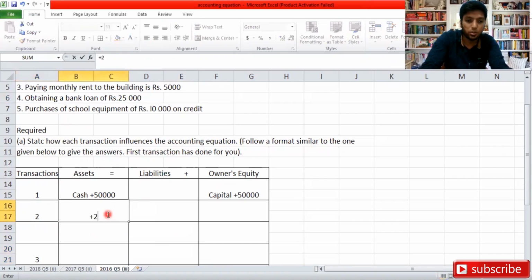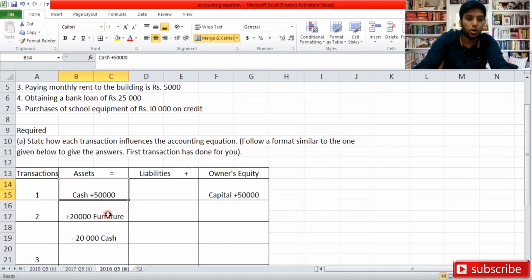So I can write here 20,000 worth of furniture is coming inside the business. What is going outside the business is cash. Your own cash is going outside the business, 20,000. So we are done with that adjustment. Then we move on to the third adjustment.